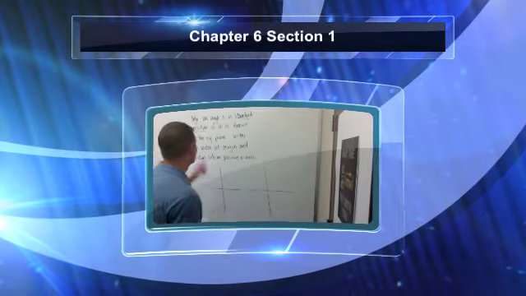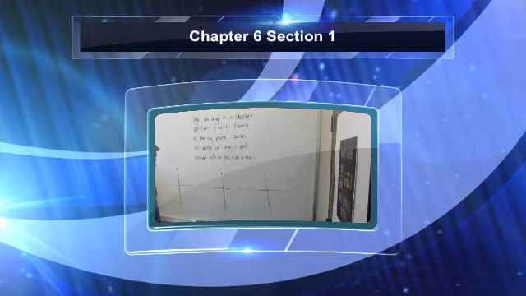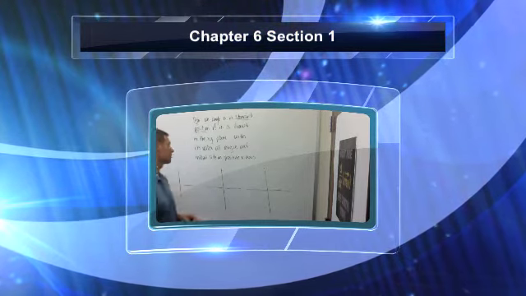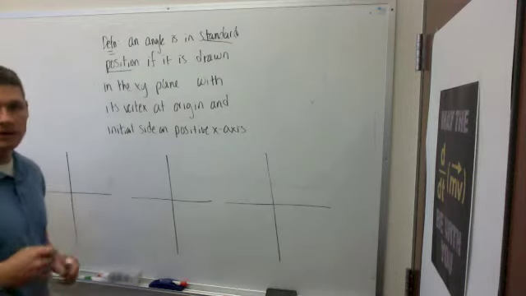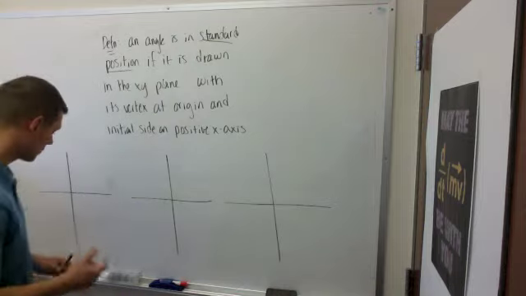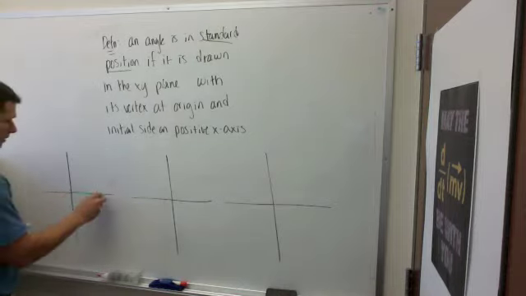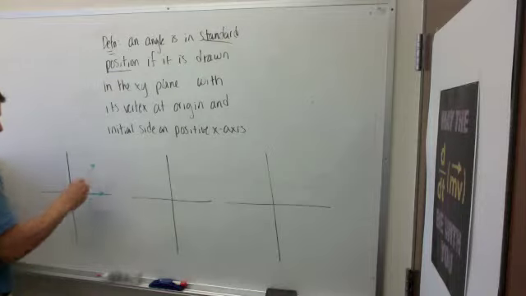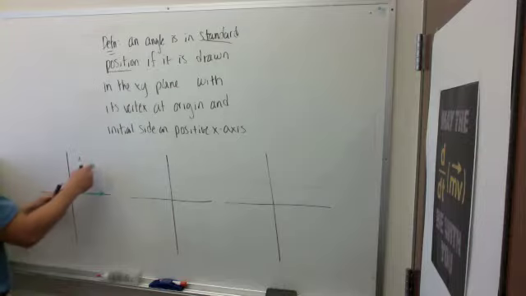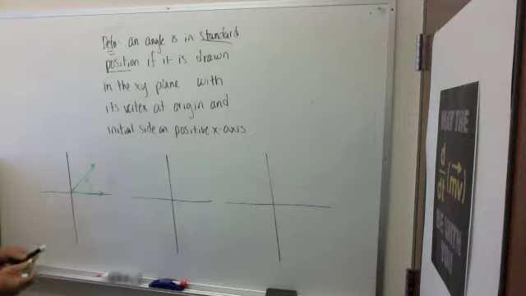Okay, so an angle is in standard position if it is drawn in the XY plane with its vertex at the origin and its initial side on the positive x-axis. So, for example, this is an angle in standard position. Its initial side right here is on the x-axis. Terminal side right here. It is made by creating that angle there. So that's an example of an angle in standard position.